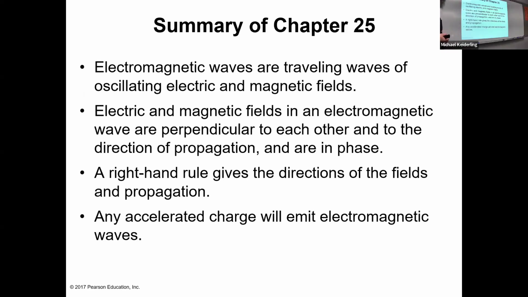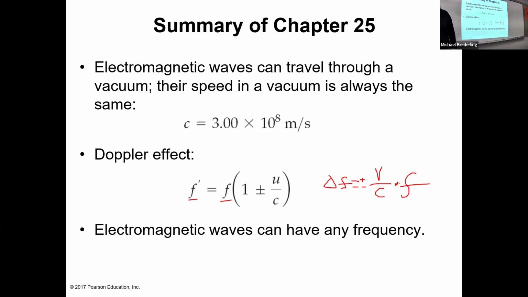So let's start by reviewing chapter 25. Electromagnetic waves are traveling waves of oscillating electric and magnetic fields. Electric and magnetic fields in an electromagnetic wave are perpendicular to each other and to the direction of propagation, and are in phase. You can use the right-hand rule to get the direction of the fields and propagation. An accelerated charge will emit electromagnetic waves. Electromagnetic waves can travel through the vacuum. Their speed in a vacuum is always the same. It is the speed of light, 3 × 10⁸ meters per second.